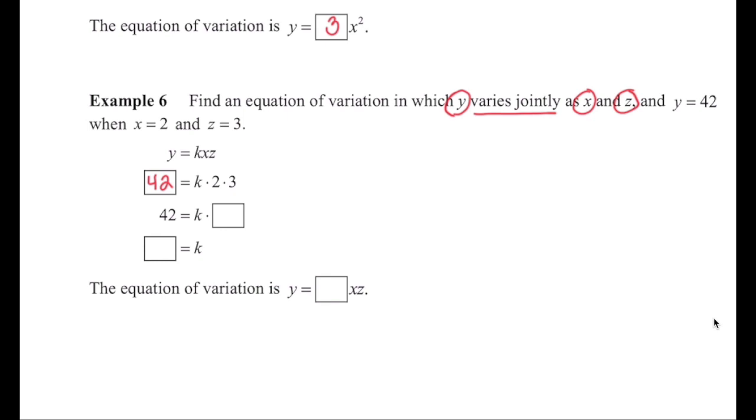42 is equal to k times 6. Dividing both sides by 6, we see 7 is equal to k. So our equation of variation is y is equal to 7xz, where then we could potentially do something further if we had more information. Couple more examples.